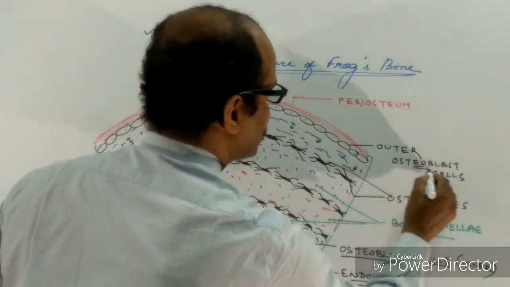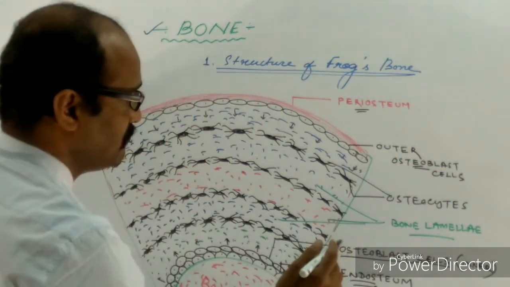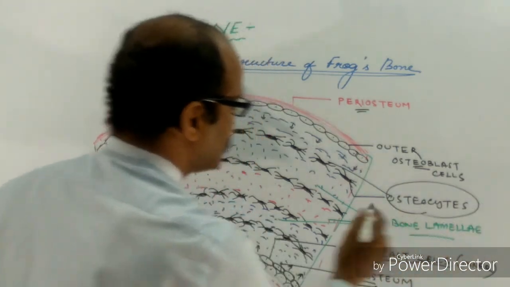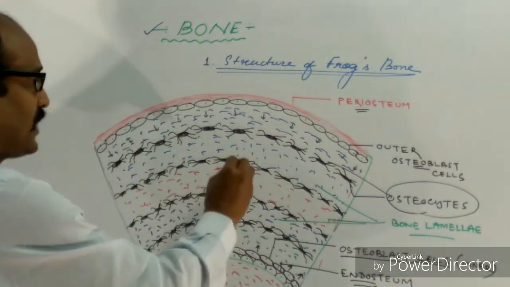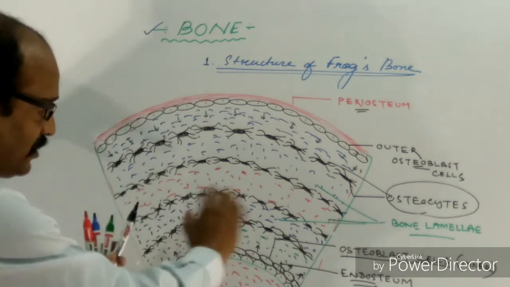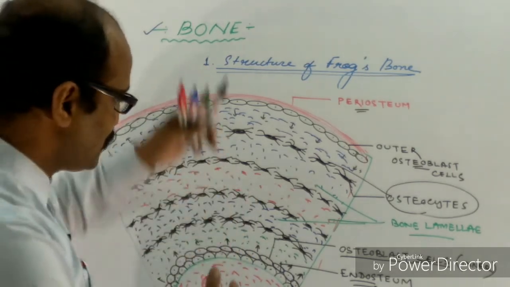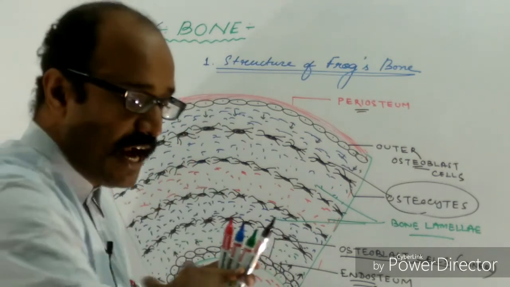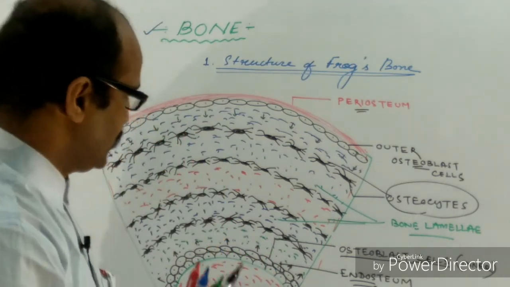This is the endosteum. That is the osteoblast cell. This is the periosteum, and mature bone cells are there. And some of the osteoclast cells are present scattered towards the inner side or the middle region to balance the deposition of the osseine and removal of the osseine.